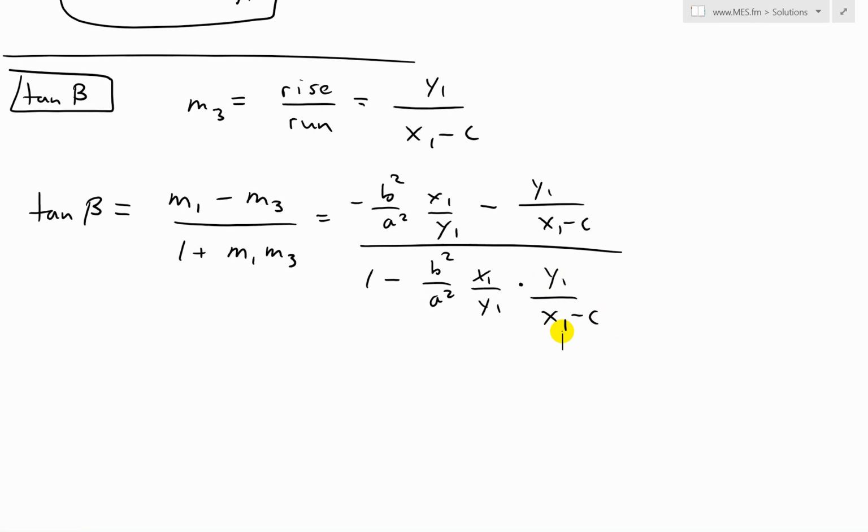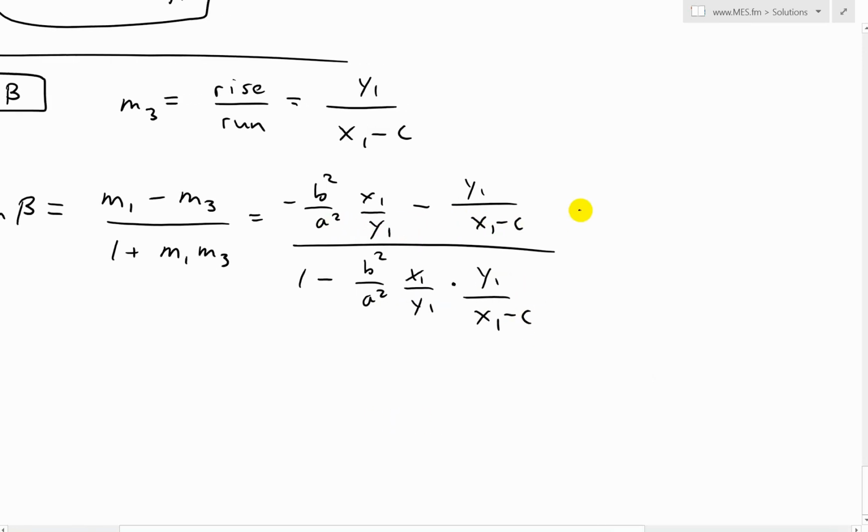And now notice here the denominator of this one is a squared y1 and then times x1 minus c. And this one we have an a squared y1, there we have an x1 minus c. So we'll do the same thing as above. We'll multiply the top and bottom by the same thing, so we're not changing anything: a squared y1 times x1 minus c over a squared y1 times x1 minus c.